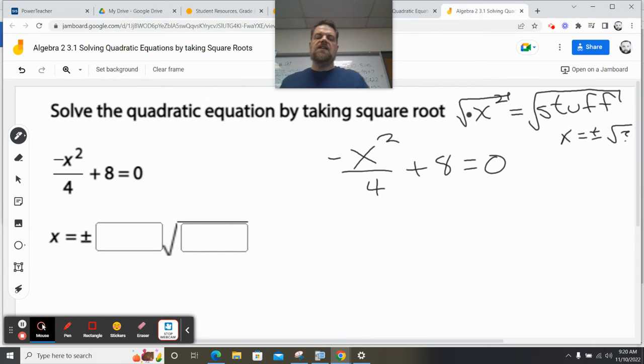So when I look at this, you kind of follow order of operations, but backwards, right? So there's two things going on to the x squared, actually three. One, it's being multiplied by negative 1. Two, it's being divided by 4. Three, you're adding 8 to it. So mathematically, over here on this side of the equal sign, there's a lot of stuff being done to the x squared. We're going to undo what's being done to it.